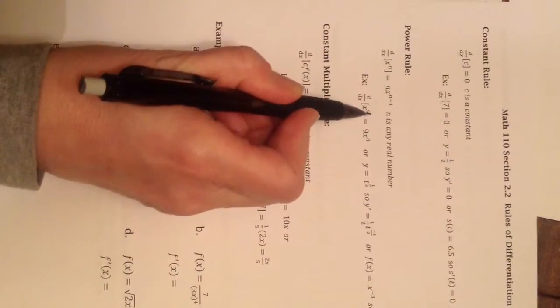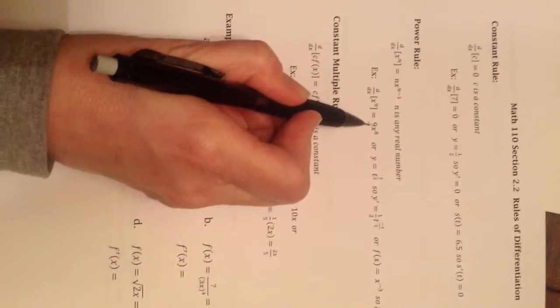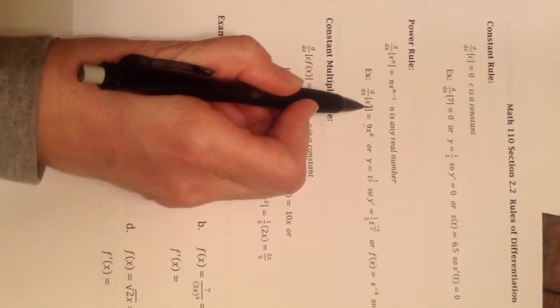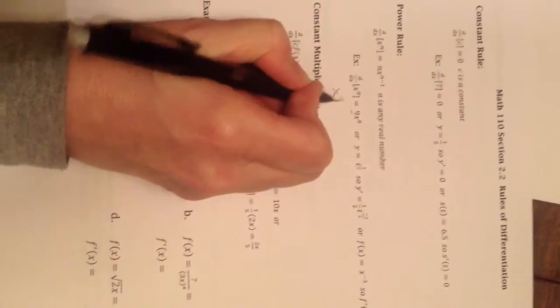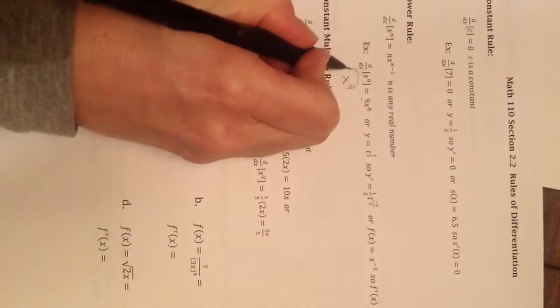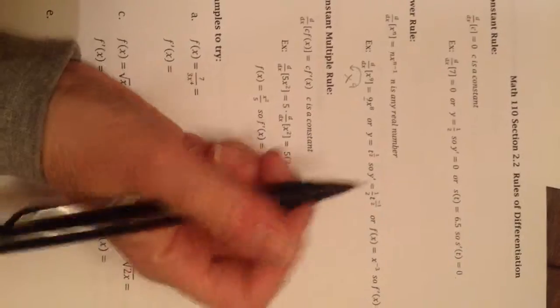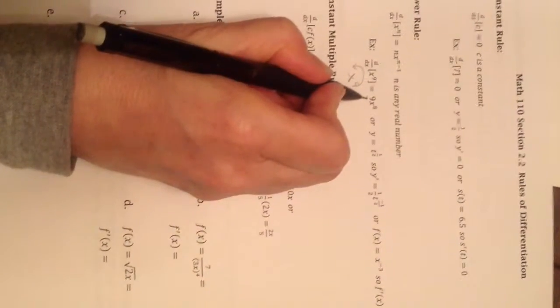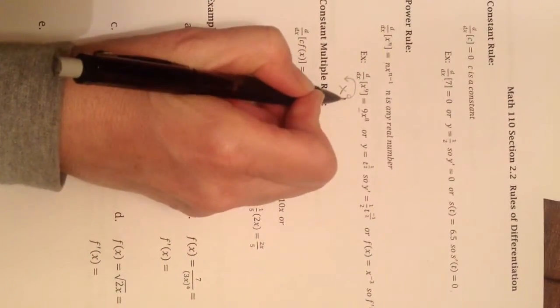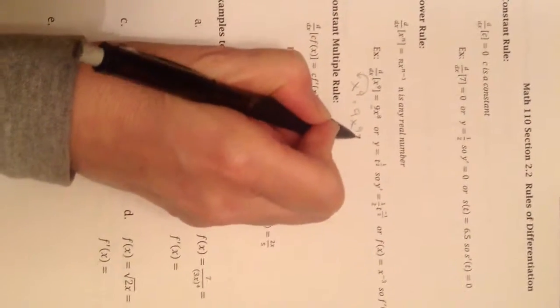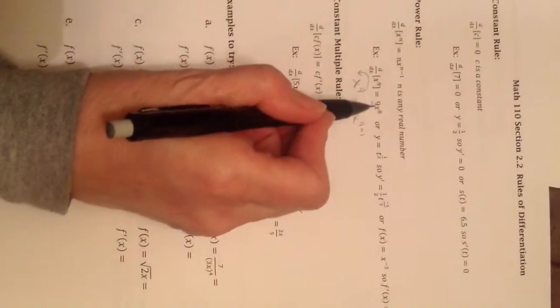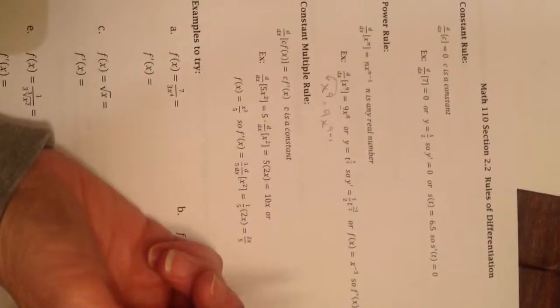The 9 moves down and becomes your new coefficient, and your degree is 9 minus 1, or 8. So what you're physically doing is you're taking the 9 and it is becoming the coefficient of your answer, of your derivative. And then you're taking the 9 that was your exponent and subtracting 1. That's how we're applying this rule, and that's where 9x to the 8th is coming from.